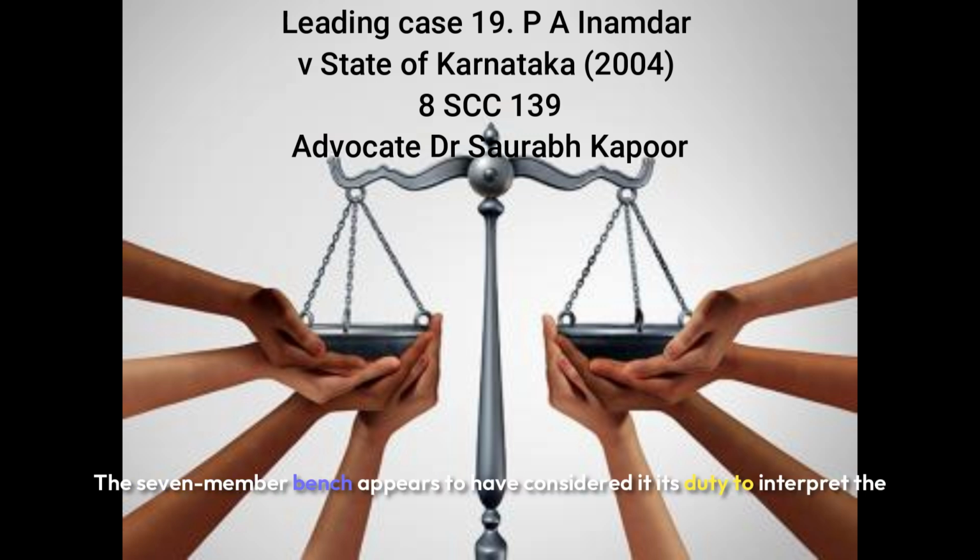The seven-member bench appears to have considered it its duty to interpret the judgment in the TMA Pai case to identify exactly the law laid down in it, and pronounce as illegal what was not specifically said in the judgment. The petitioners were managements of some unaided professional institutions who were aggrieved with the judgment of the five-member bench in Islamic Academy of Education and others v. State of Karnataka and others in 2003.